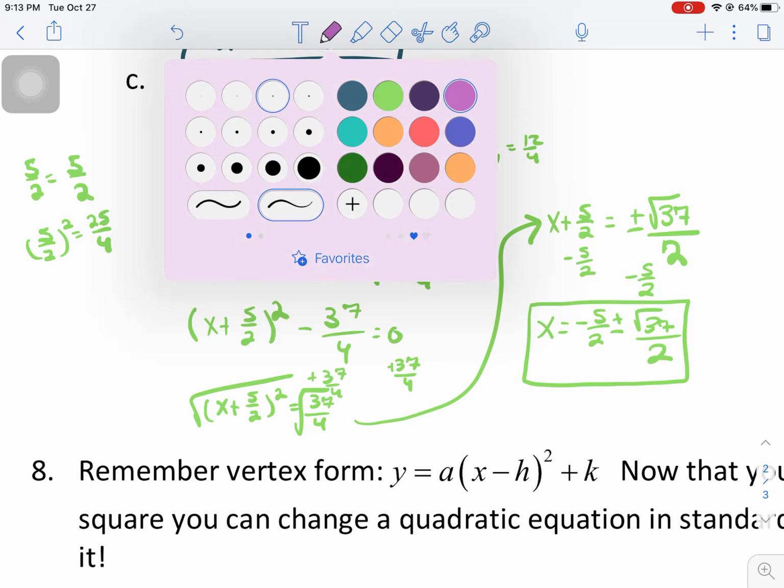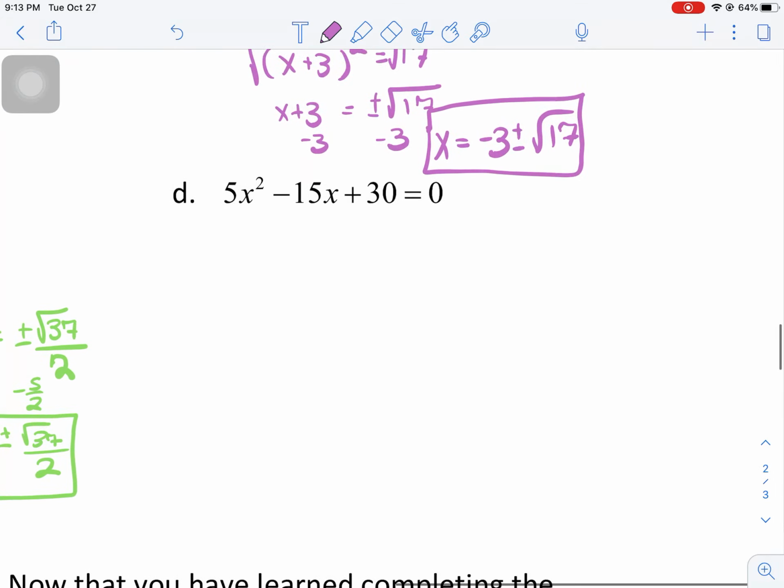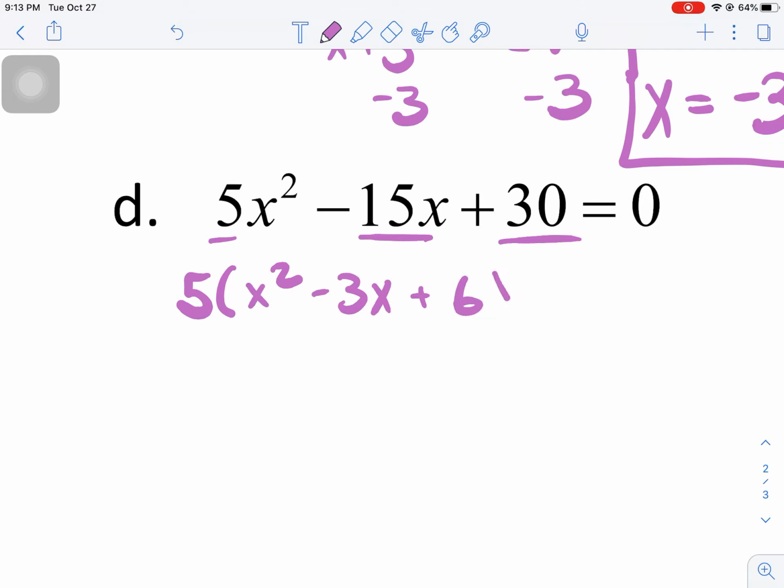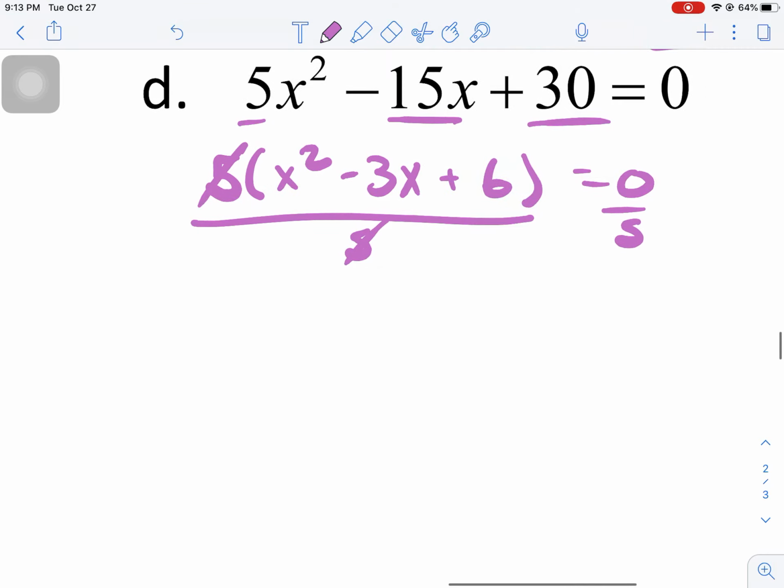All right, let's do one more together. So this last one looks a little bit different, right? We have an a value, but notice 5 comes out of all of those things. So what we can really do is factor out the 5. Gives us x squared minus 3x plus 6 equals 0. And then we can just divide off the 5. Now we don't have to worry about it.